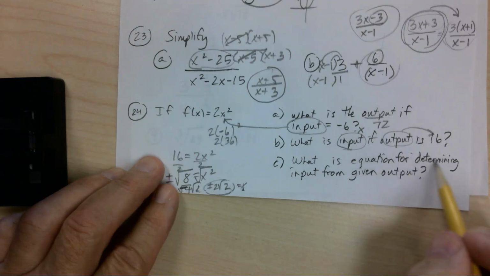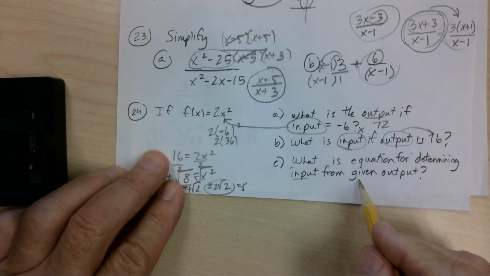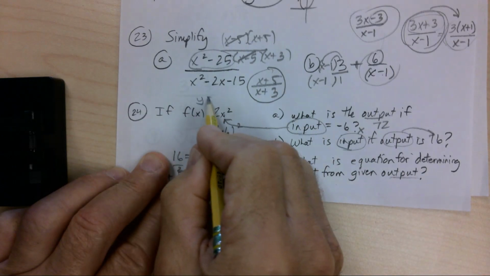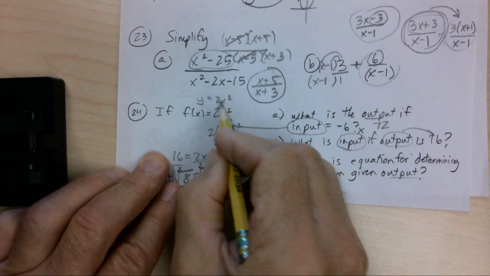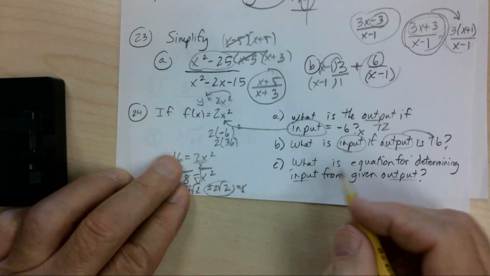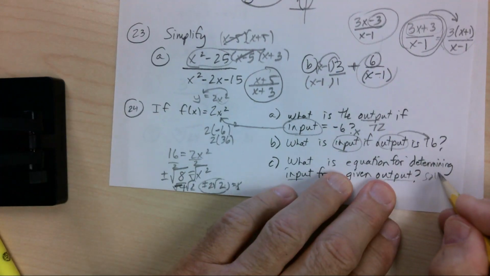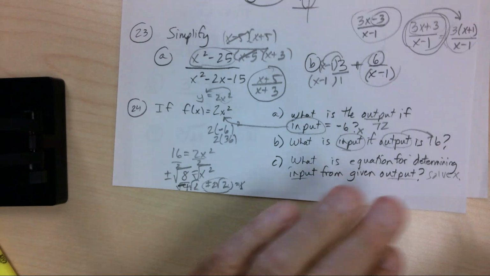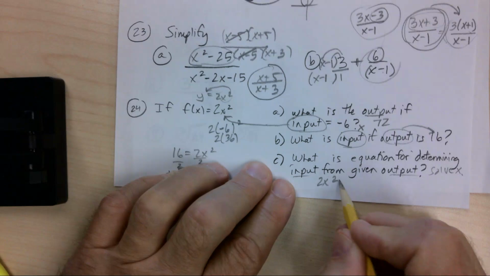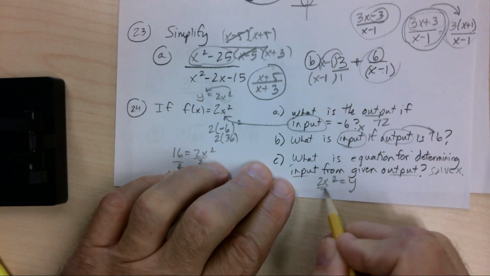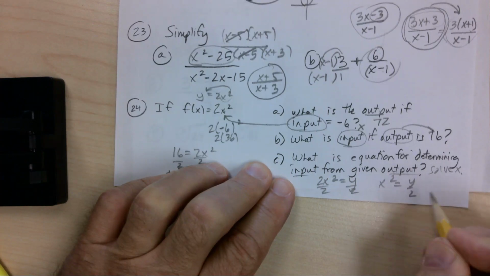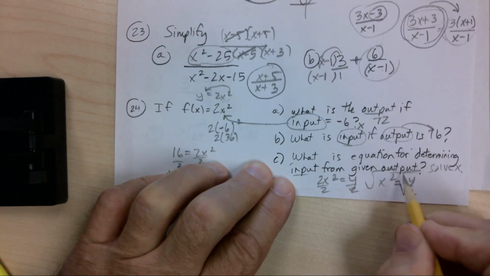What is the equation for determining the input from the given output? All this really means is, this one initially is y equals 2x squared, and if we know x, we can find y easily. This one's switching it up on you. This is just saying solve the original for x. So we're going to go, okay, so 2x squared equals y. Divide by 2, divide by 2. So we get x squared equals y over 2. Bada boom, bada bing, do the right thing.